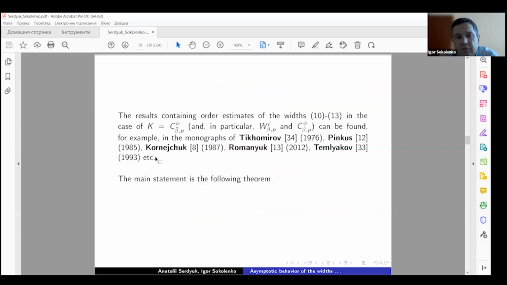The results containing order estimates of widths 10 to 13 in the case of K equal to C^psi_{beta,p}, and in particular W^r_{beta,p} and C^alpha_{r,beta,p}, can be found, for example, in the monographs of Tikhomirov, Pinkus, Kornejchuk, Romanyuk, Temlyakov, and others. The main statement is the following theorem.